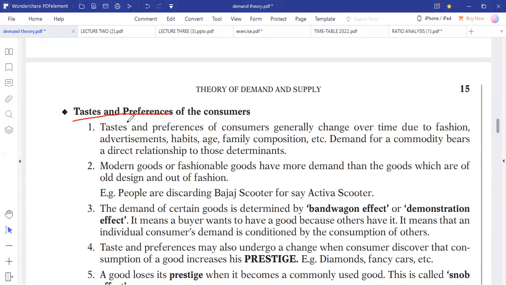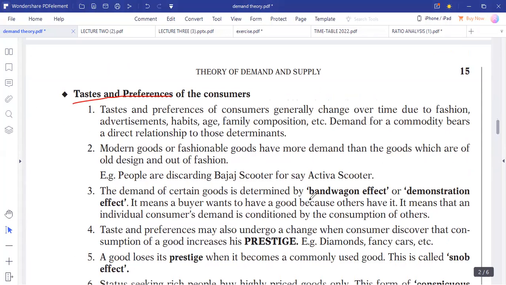But in terms of tastes, this is an important parameter because under taste, we have 3 effects that I need you to know. There's what we call a bandwagon effect. This is an effect that comes about in a demonstration where buyers will get that particular good because everyone else is doing it. They want to move with the mob.